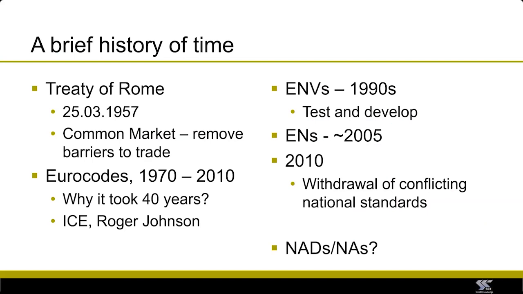NADs and NAs. NAD is a national application document and NA is a national annex. They're basically the same thing. I'm not sure why the name changed, but they betray the fact that the dream of creating a common market with no barriers to trade wasn't really achieved, because although the Eurocodes apply across Europe and indeed quite a lot of other countries now, to use them in a particular country, you have to use them with a national annex.